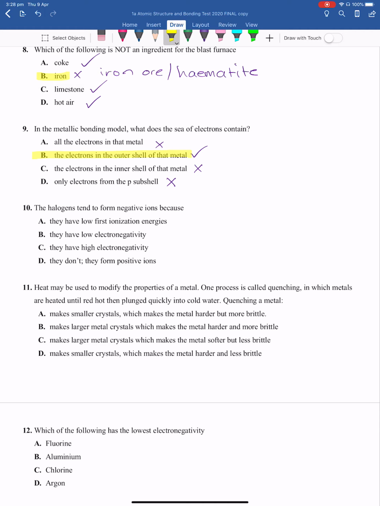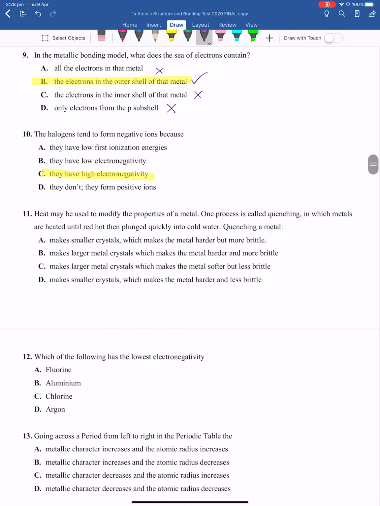The halogens tend to form negative ions because they have a high electronegativity. They like to attract electrons.